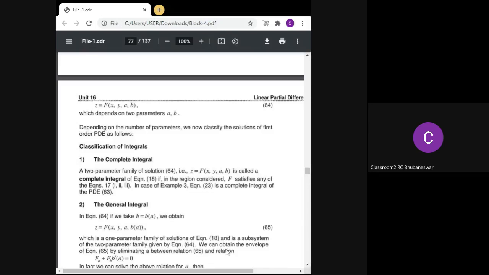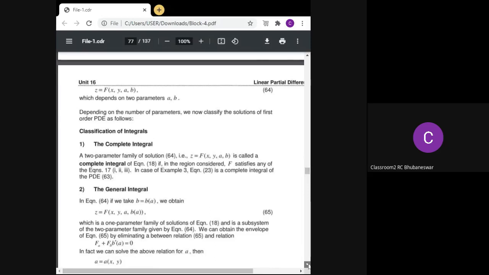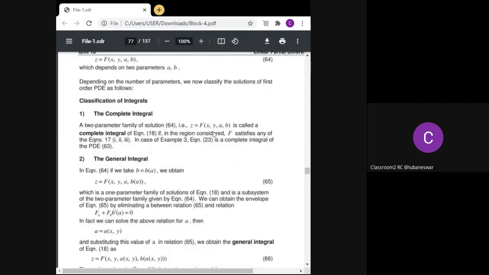Here the solutions are also known as integrals, so that's why it has been written here classification of integrals, or you can also say classification of solutions. The first type of solution is the complete integral, or it may be known as the complete solution. Here, a two parameter family of solutions, that is in equation 64.